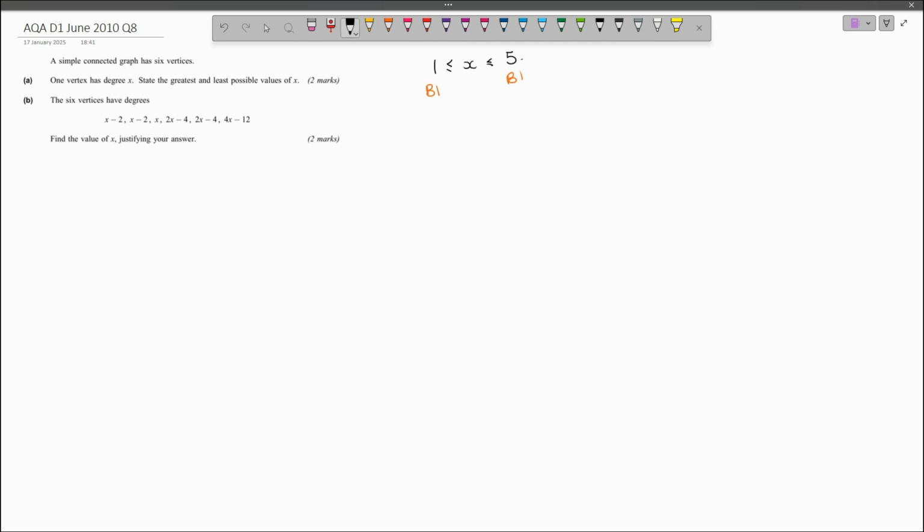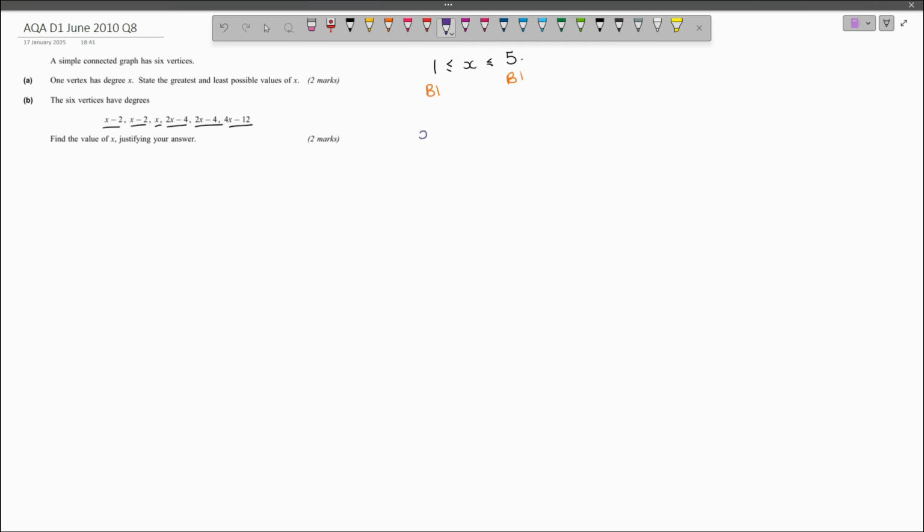Okay, question B. And we've got 6 vertices, and they have degrees x subtract 2, x subtract 2, x, 2x subtract 4, 2x subtract 4, and 4x subtract 12. So we're going to try and solve this problem, and we need to find the value of x. There are 2 different methods for this. The first method is to consider each different degree separately.